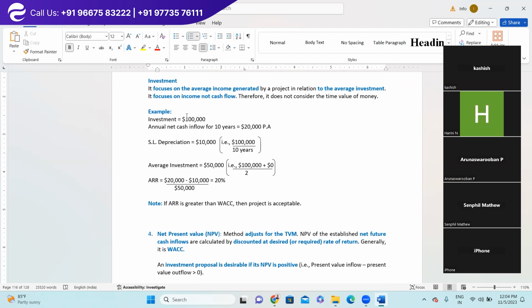So annual rate of return is equal to 20,000 minus 10,000. What is 20,000? Your annual net cash inflow minus the depreciation 10,000, divided by 50,000, which is your average investment, right? So 20% is your annual rate of return.